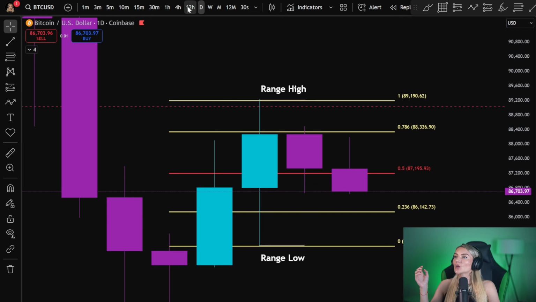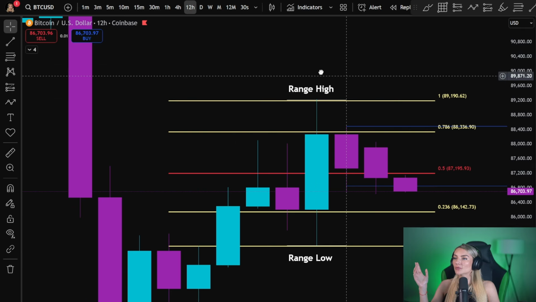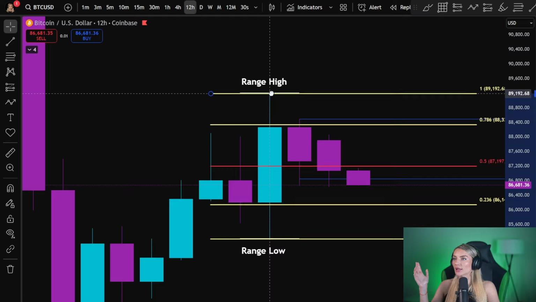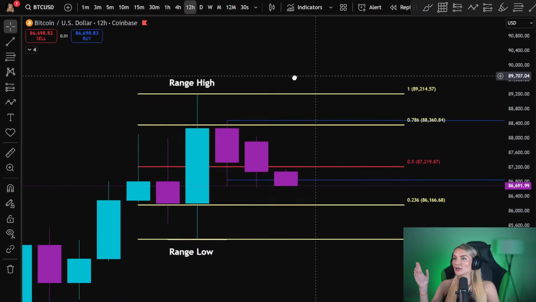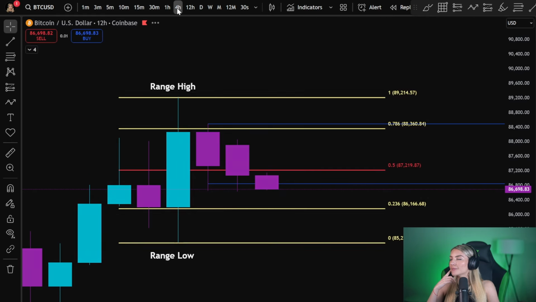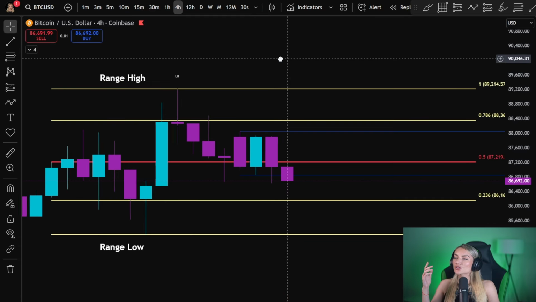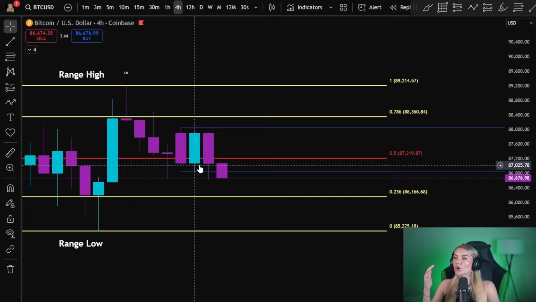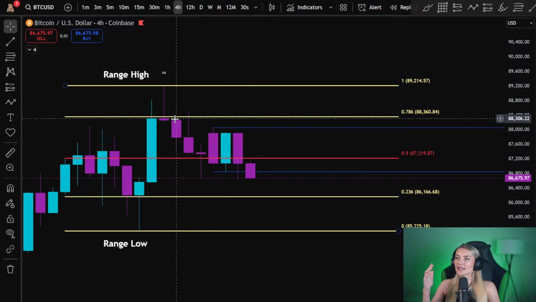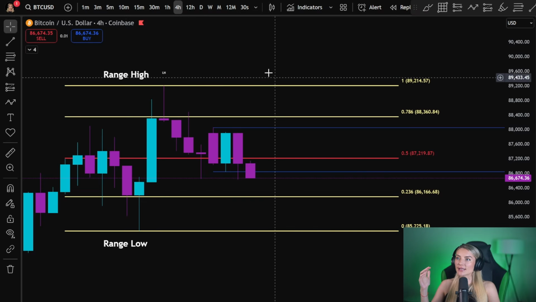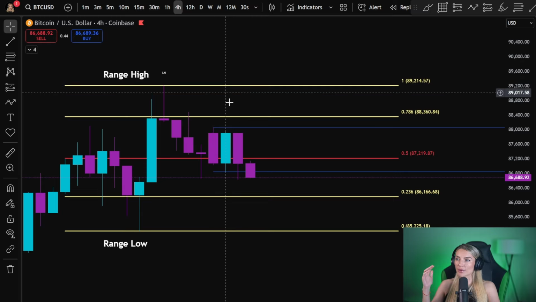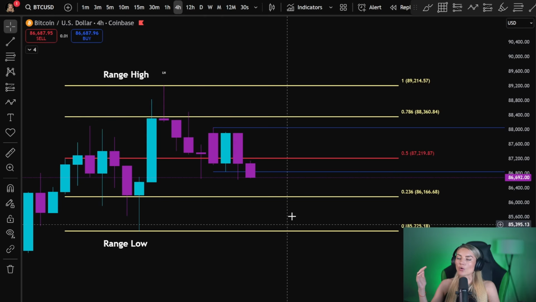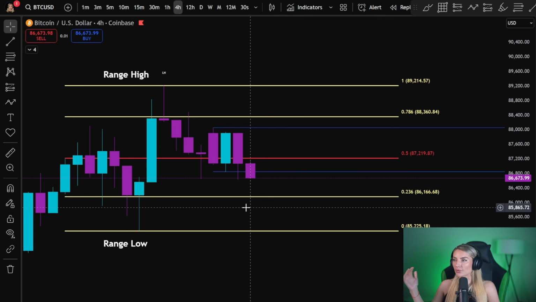All right, cool. So now that we have the range over here, this is the range high, this is the range low. Let's move it a little bit so it's not that confusing. So basically, what you need to understand is that anything above 0.786 and 1 is going to be your premium pricing, and anything below 0.236 and 0 is going to be your discounted pricing.